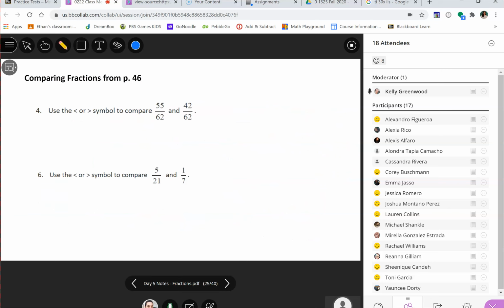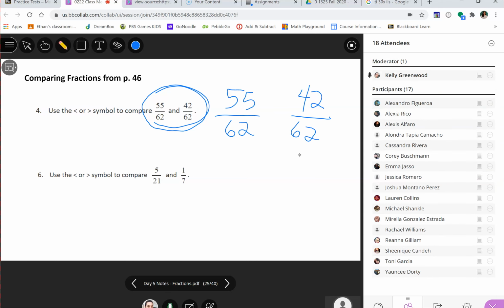So then skipping along, your notes go into extreme detail on how to compare fractions with less than or greater than symbols, okay? And if your fractions have the same denominator, then it's really easy to compare, right? If you have 55 out of 62, and you're comparing it to 42 out of 62, of course 55 out of 62 is bigger than having 42 out of 62. There it's easy to tell, right? You just know 55 out of 62 is more than 42 out of 62.